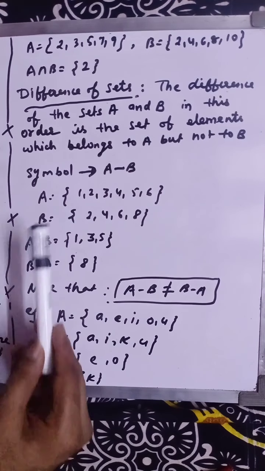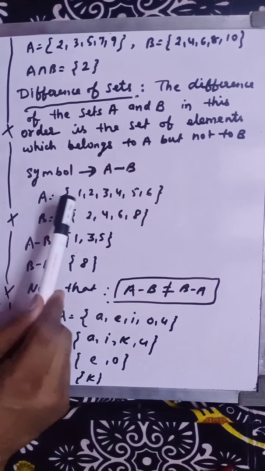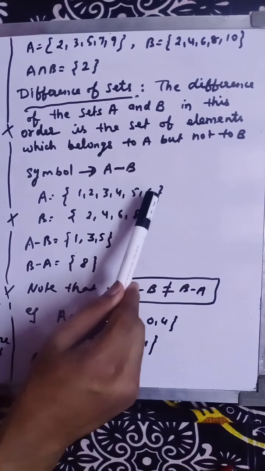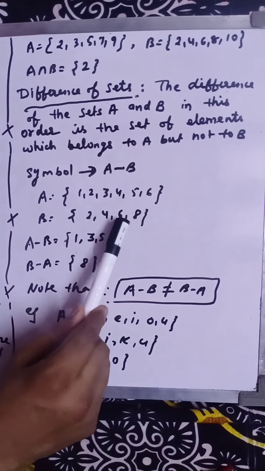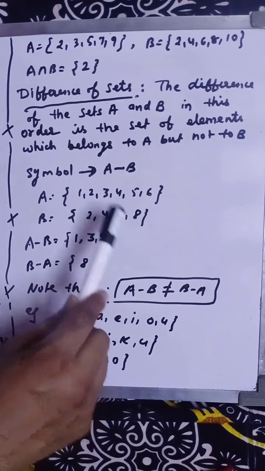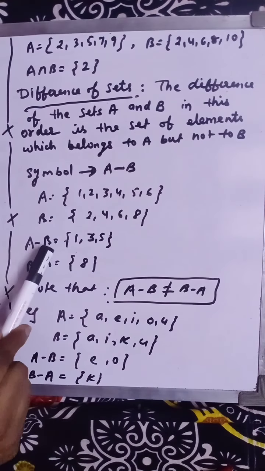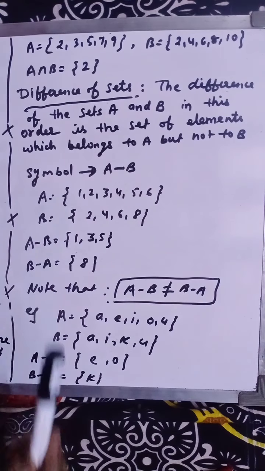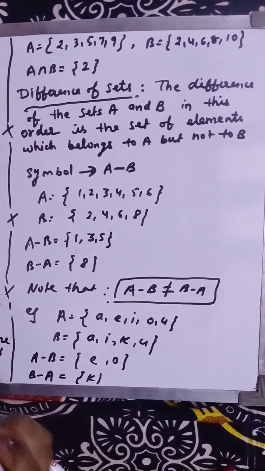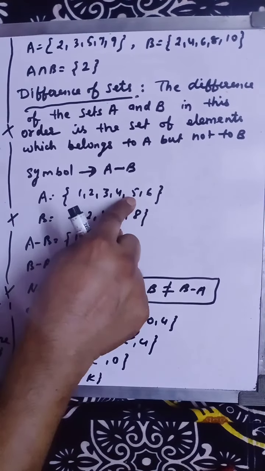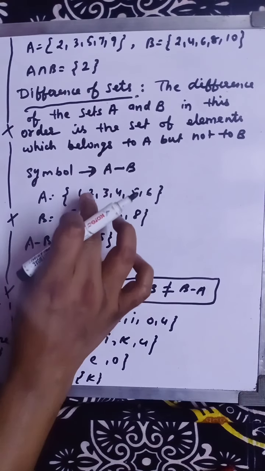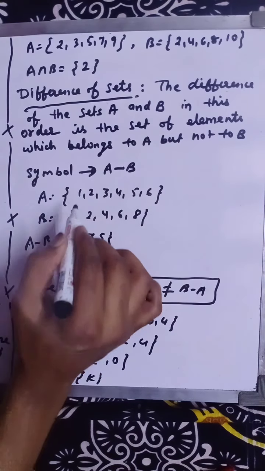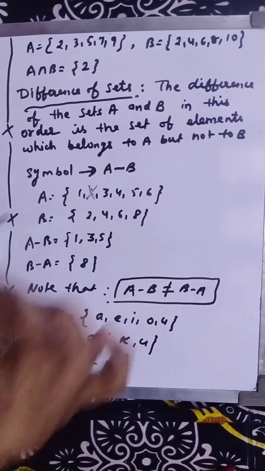Here you have a set A in which 6 elements are coming: 1 2 3 4 5 6. And B is another set in which elements 2 4 6 8 are coming. We have to find A minus B. A minus B means what? In A you have to see all the elements of A, and you have to see the elements of B. Now you have to check which elements are common. 2 is common, so you have to cut it.